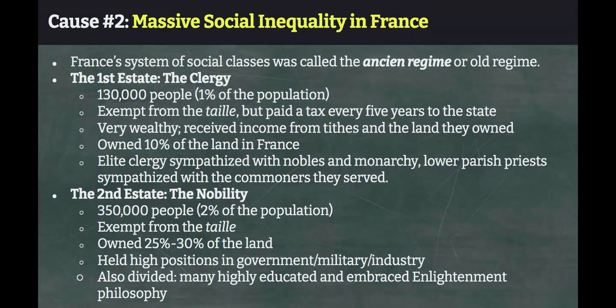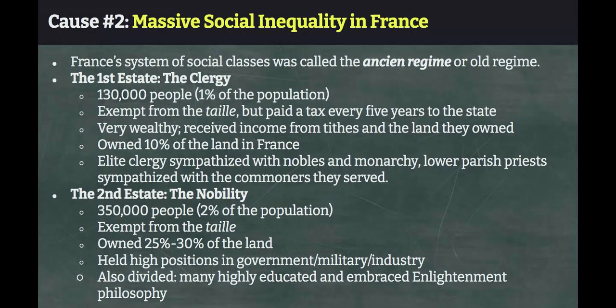The clergy is very wealthy. They receive income from tithes, which is money that churches collect. They also own a lot of land, and they collect rent on that land. So that also brings them a lot of money. And they own about 10% of the land in France. Now, there is some division within the clergy. So the elite clergy, the people at the very top of the church in France, sympathize with the nobles and the monarchy, right?